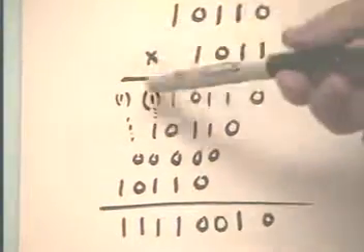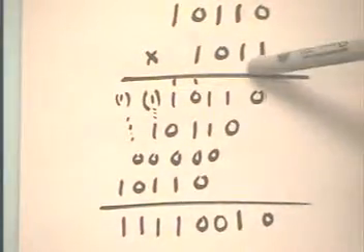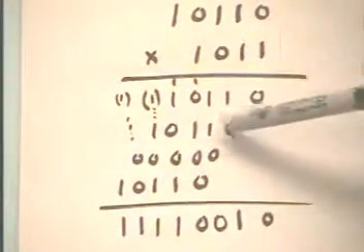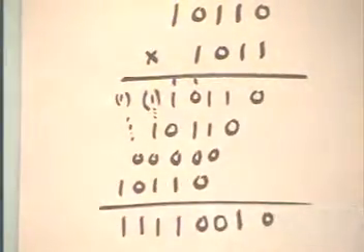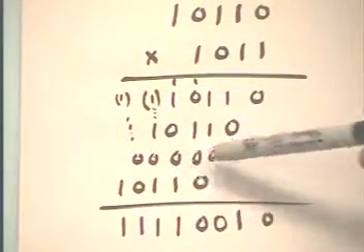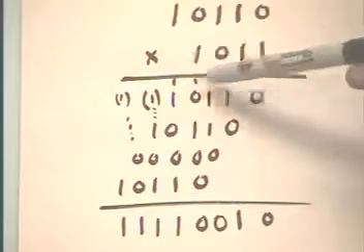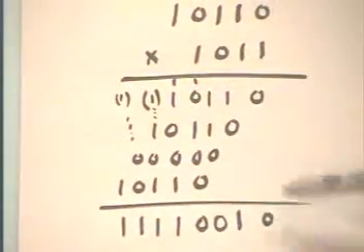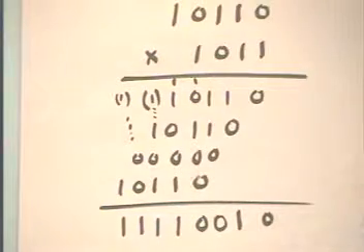1 times this number just gives us this number. 1 times this number here gives us this number, but of course we move it over a place to indicate that it's in the next place value. 0 times the number gives us 0. We're going to go ahead and fill up its places so that we get this one lined up right. 1 times the number then goes down here. We've got our columns lined up, and we simply start adding.